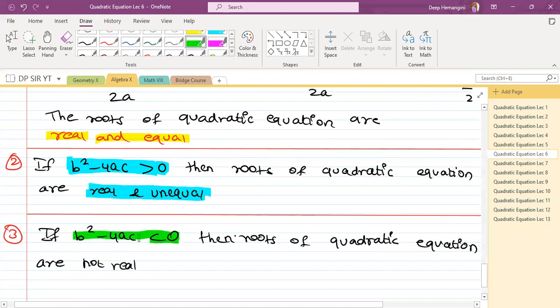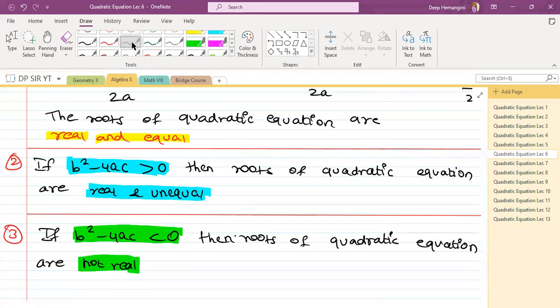Suppose b square minus 4ac is less than 0, its value less than 0, then roots are not real. Don't forget this. This is a very important concept of your quadratic equation topic.